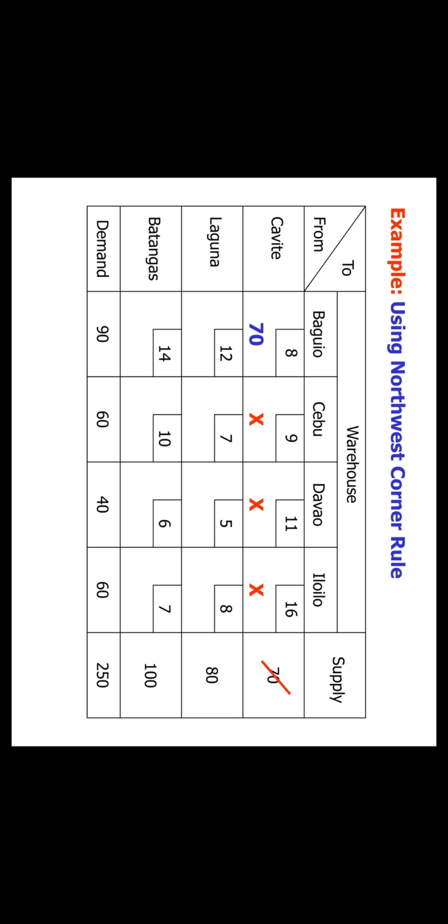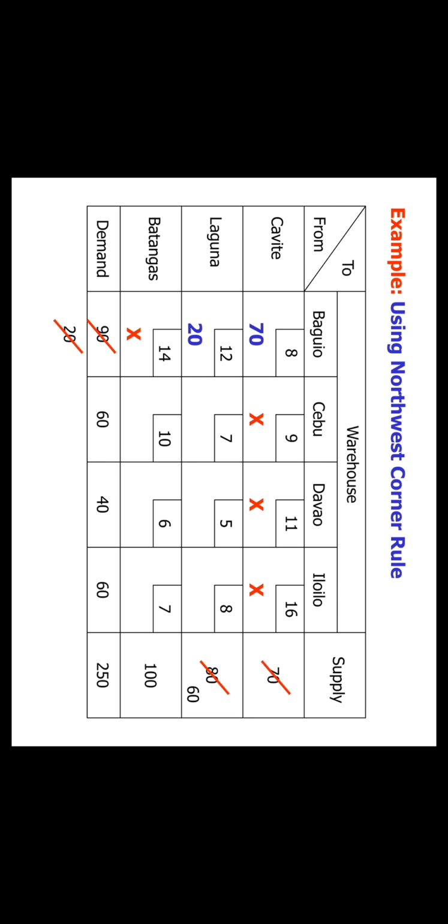So from 90 it goes down to 20. Then, from the remaining cells in the body of our tableau, our northwest corner is now the one with a cost of 12. How many units can we now allocate to that cell? It's now a choice between the supply of Laguna, which is 80, and the remaining demand of Baguio, which is 20. So we choose the lower value, which is 20. With that, we have already met the total demand of Baguio, so we now eliminate the remaining cell in that column. After which, we reduce the supply of Laguna by 20. So from 80, it goes down to 60.